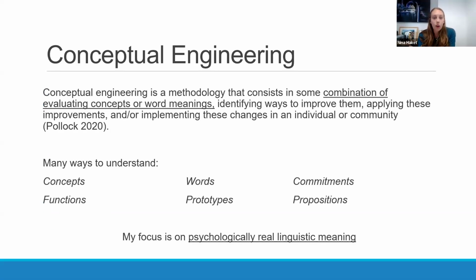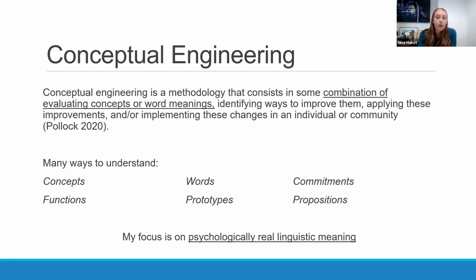So first, a short note on conceptual engineering. The definition I've chosen to put here is one of Pollock of 2020. Conceptual engineering is a methodology that consists in some combination of evaluating concepts or word meanings, identifying ways to improve them, and applying these improvements and/or implementing these changes in an individual or community. There's a lot to unpick in that definition and way more that I could do in a single presentation. So I'm mainly going to be focusing on the underlined section there, evaluating concepts or word meanings.